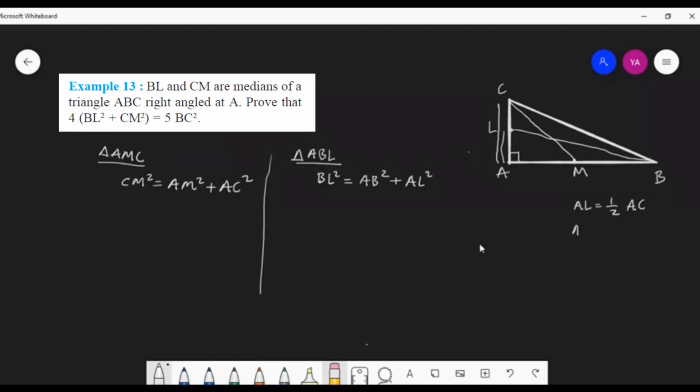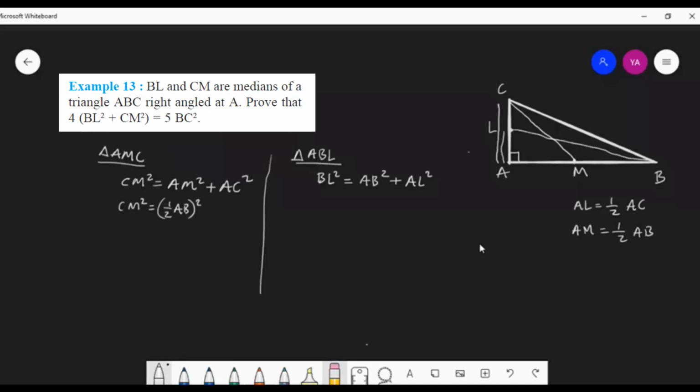Similarly, how can we write AM? AM is equal to half AB. So these two we can substitute in this Pythagoras theorem. So CM square is equal to AM square, and we can substitute this value here. AM is equal to half AB, so half AB square.